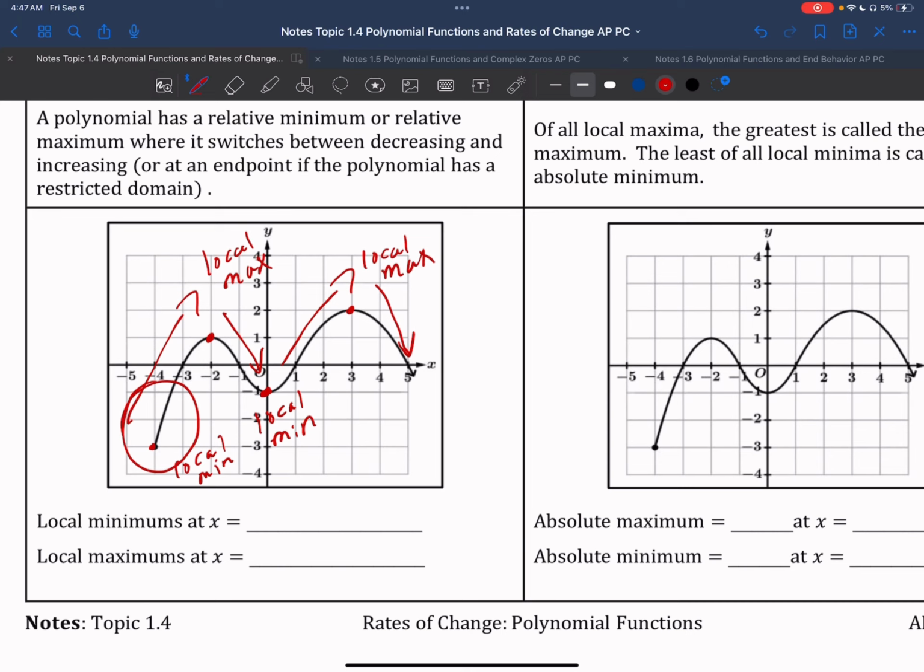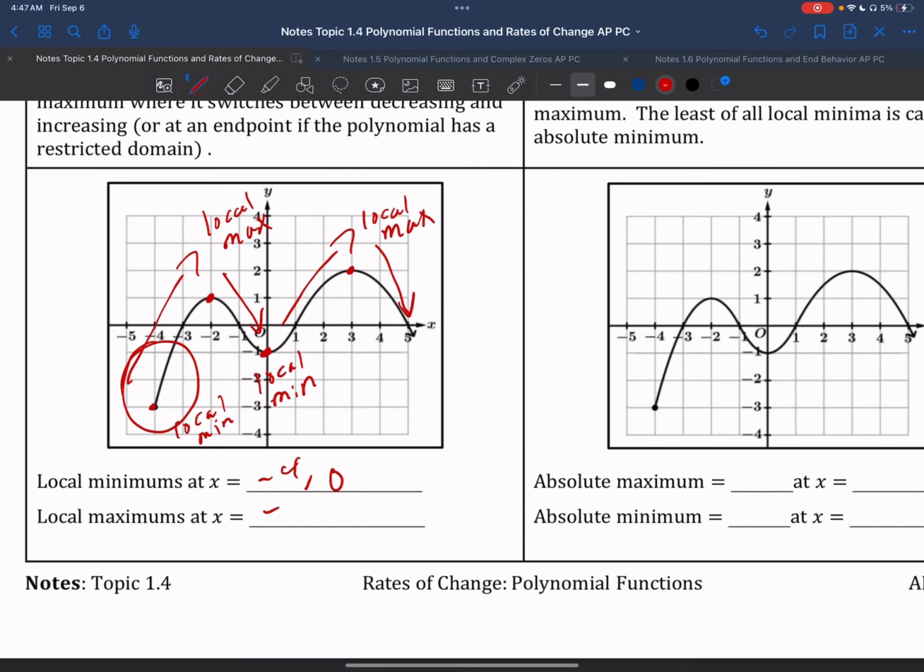So I'm going to make my list. They want the local minimum, so I have two of them. One at x equals -4, and the other one at x equals 0. I also have two local max. The first one at x equals -2, and the second one at x equals 3.